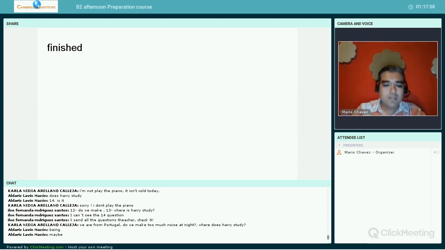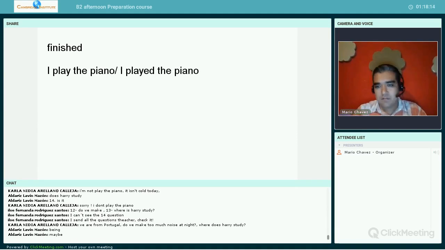In order to do this, well, we change the verb form. If I say I play the piano, and then I change it to the past, I may say I played the piano, right?